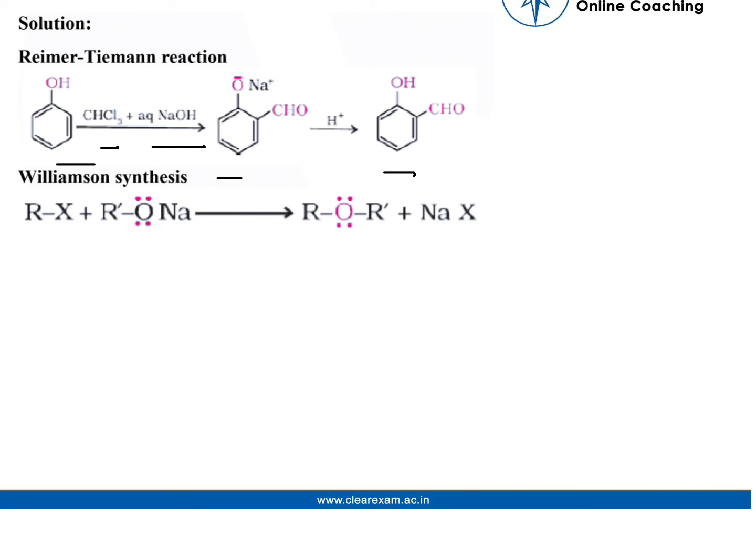And Williamson synthesis is an organic reaction forming an ether from an organohalide and a deprotonated alcohol, that is alkoxide. As here, the electrons of oxygen will get attached to this, and the formation of the product is here.